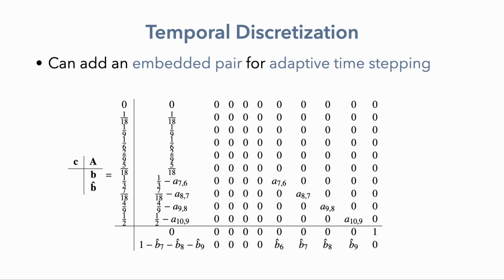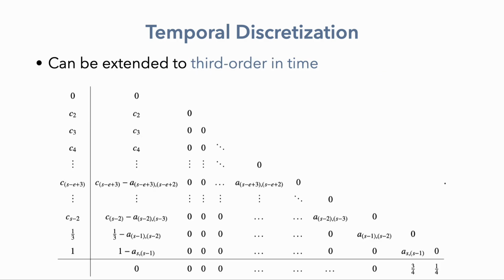Additionally, some recent work we've been doing is on embedded pairs. So we've been able to generate embedded pairs, which means we can do things like adaptive time stepping with PID controllers. So we don't need to find the maximum time step manually. The time step can actually evolve in time as the solution evolves. And additionally, it can be extended to third order in time. My former PhD student, now postdoc Siavash, has shown that we can extend the P-ERK approach to third order accuracy.